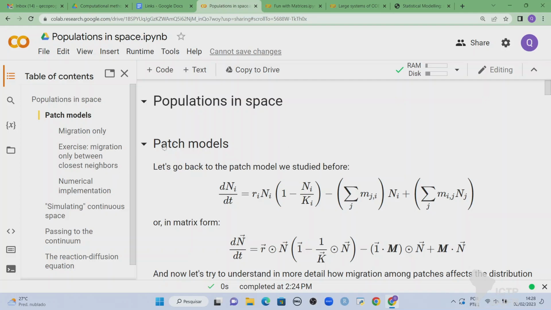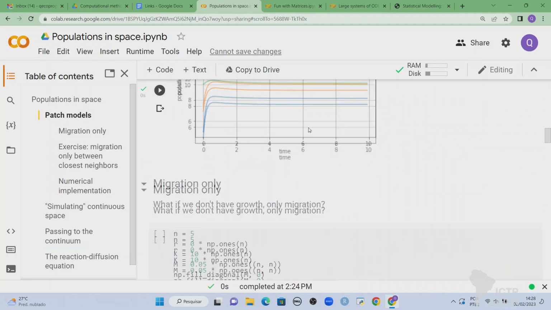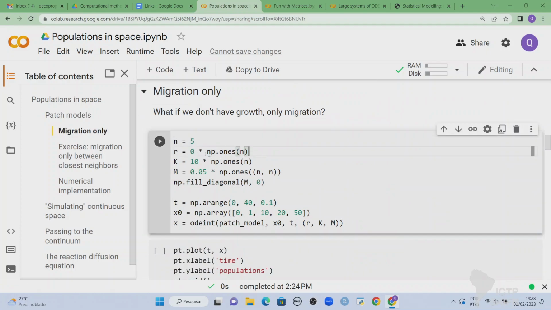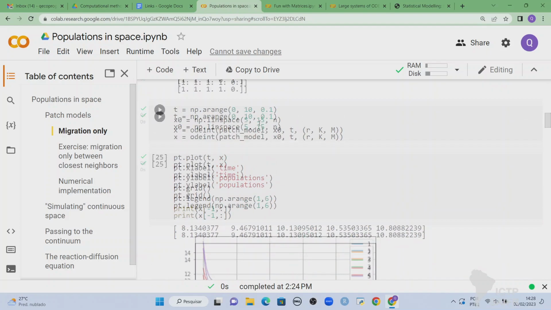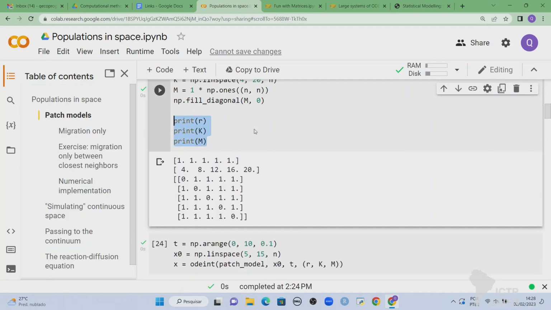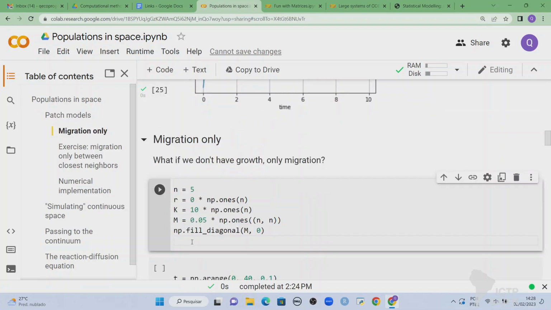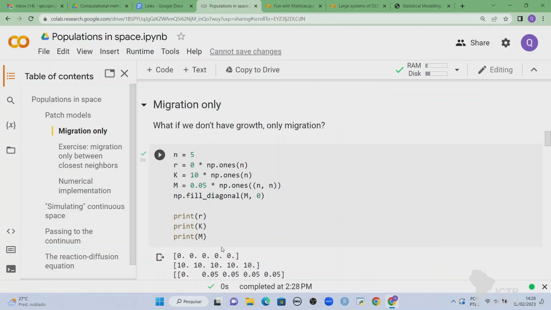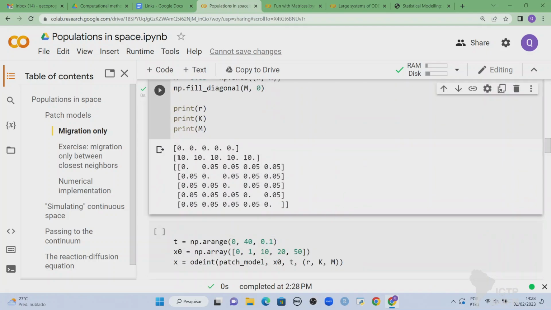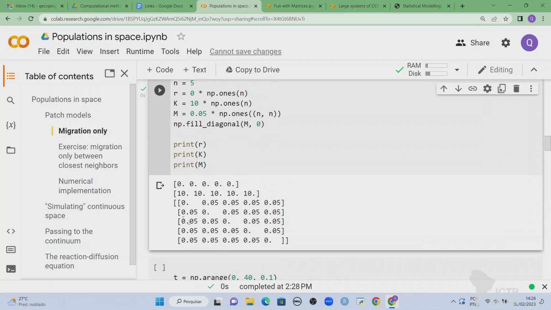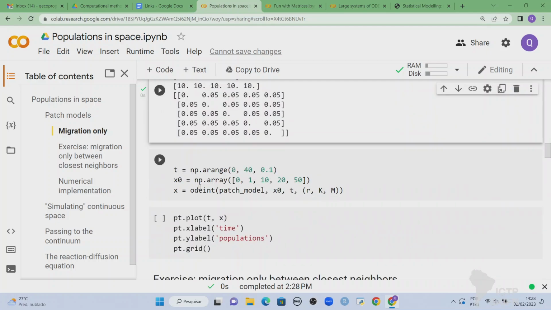Okay, so let's try to do this. Let's come here, and now 5 patches again. Now I put r equals 0, you see here, so this is all zeros. Let me do as I did before, and print this stuff here. I think it's useful to be sure that we are not doing something weird. So now r is equal to 0, and all the carrying capacities are 10, but it doesn't matter anymore because there's no growth at all. And now I have, once again, all of the migration rates equal to 0.05.